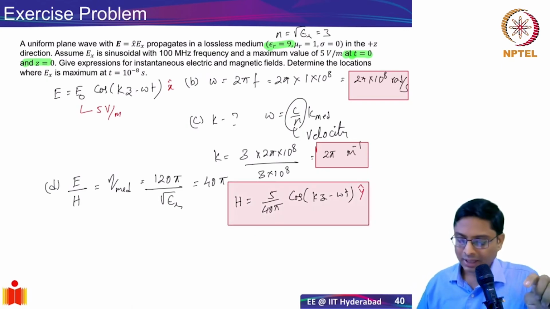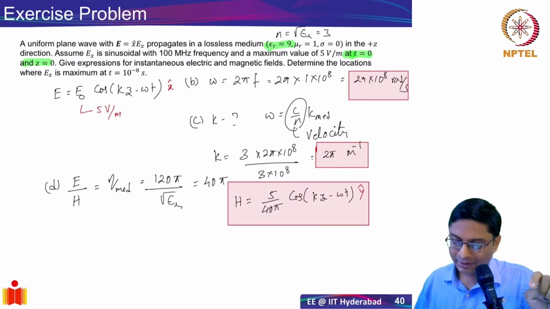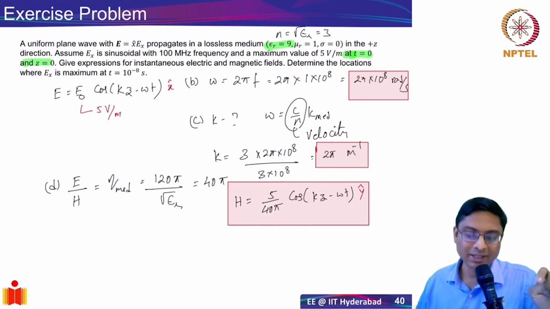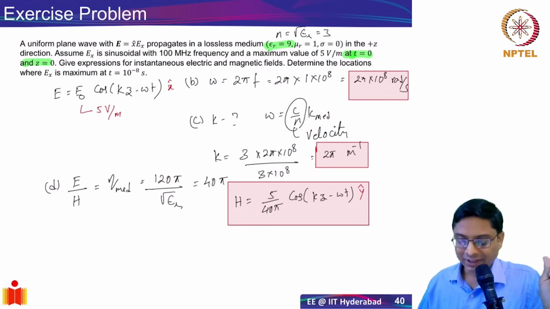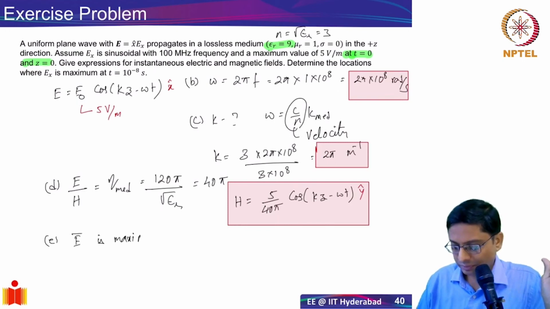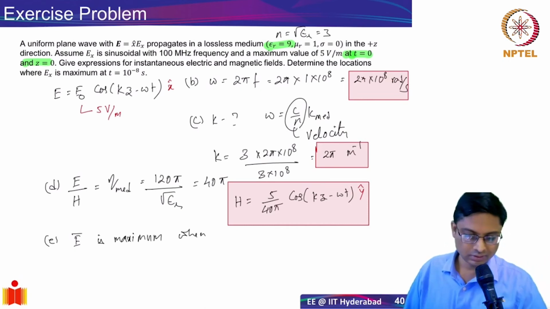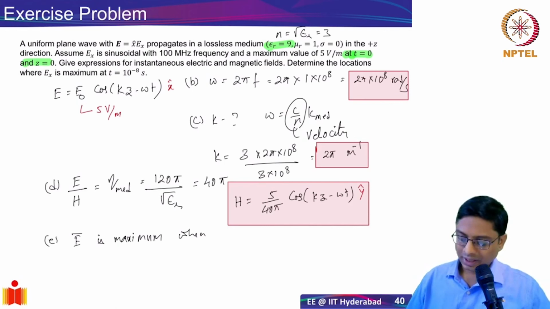Okay, the last part is to determine the locations where Ex is maximum at t equal to 10 power minus 8 seconds. So electric field is maximum, well, electric field is given by a cosine expression. So this E is maximum when the argument of the cosine, which is simply kz minus omega t, is equal to 2n pi.